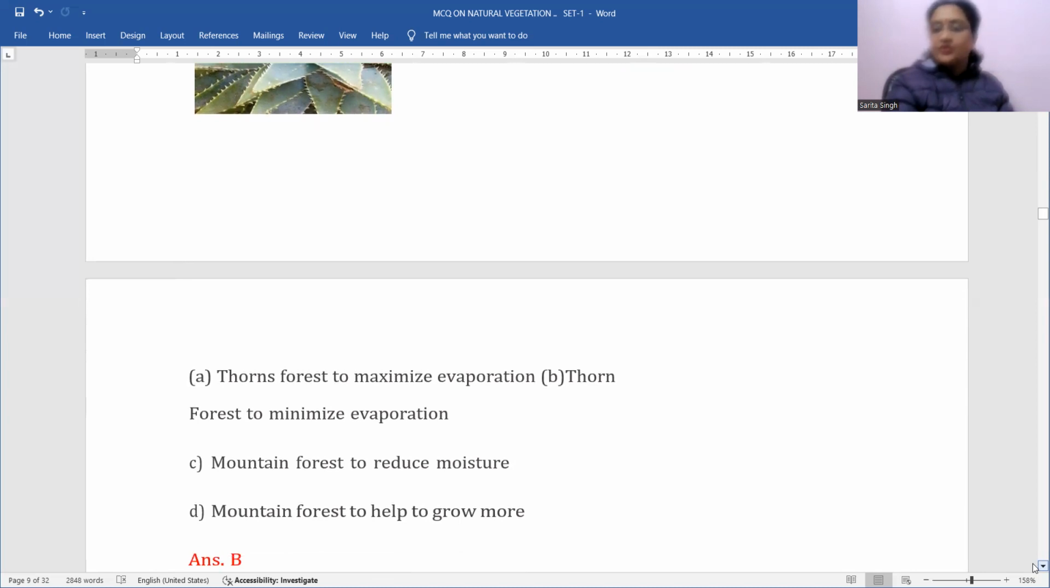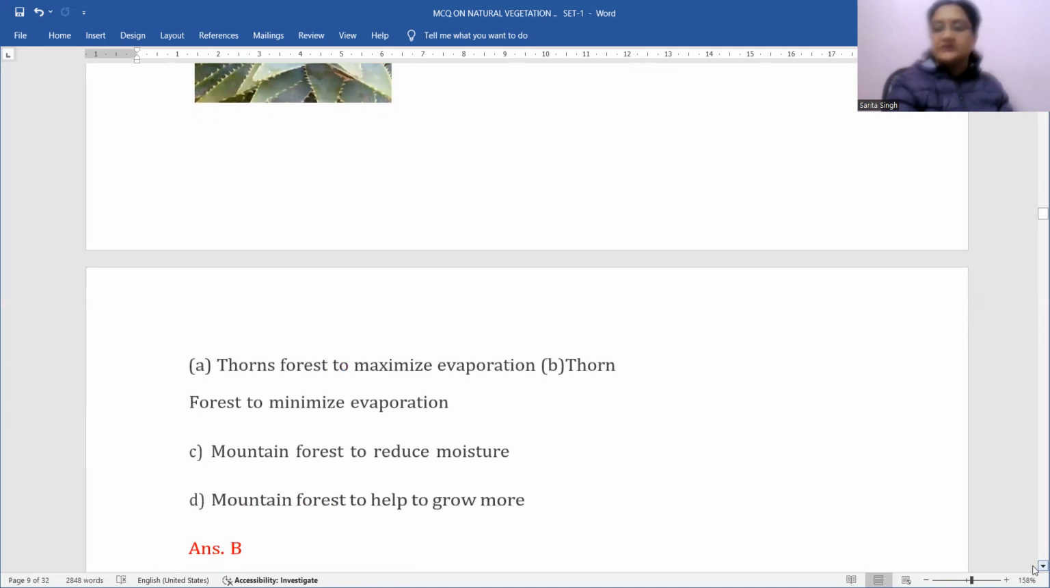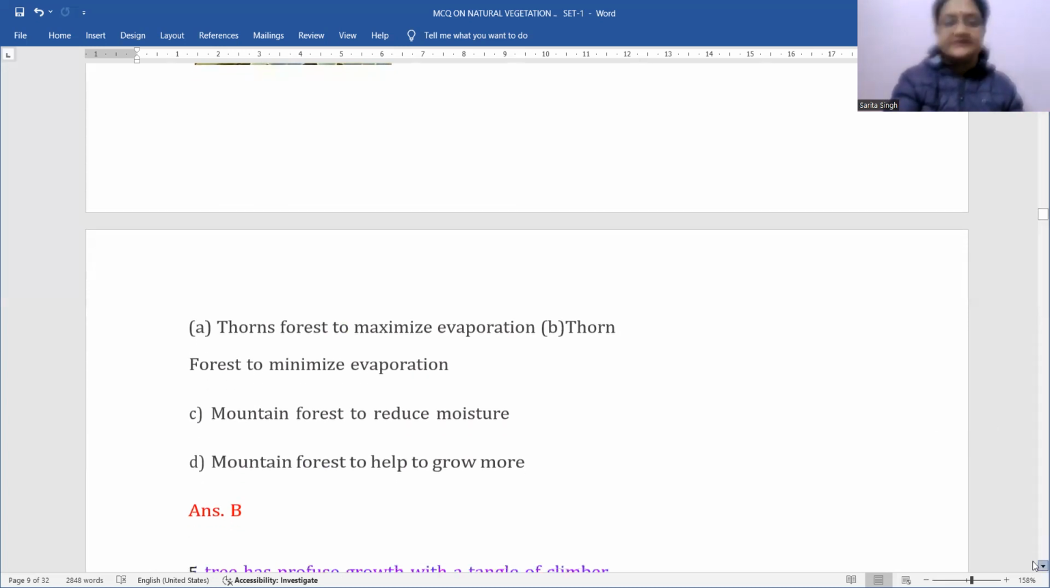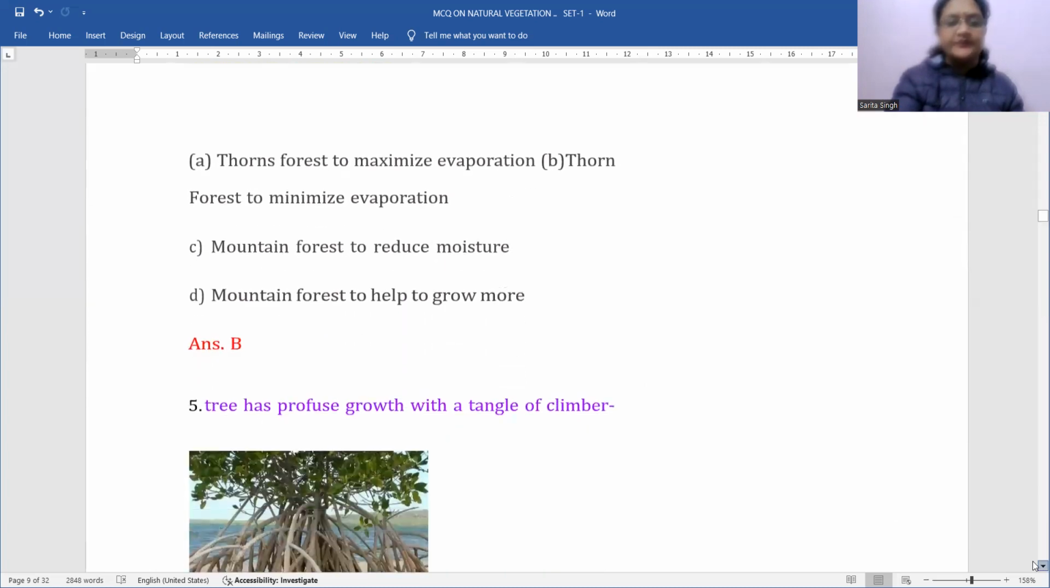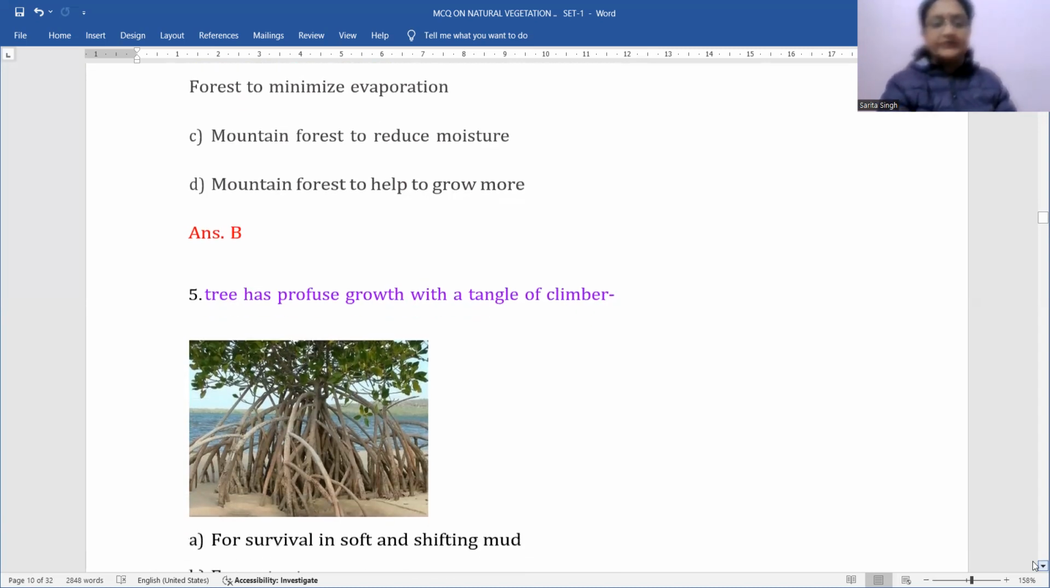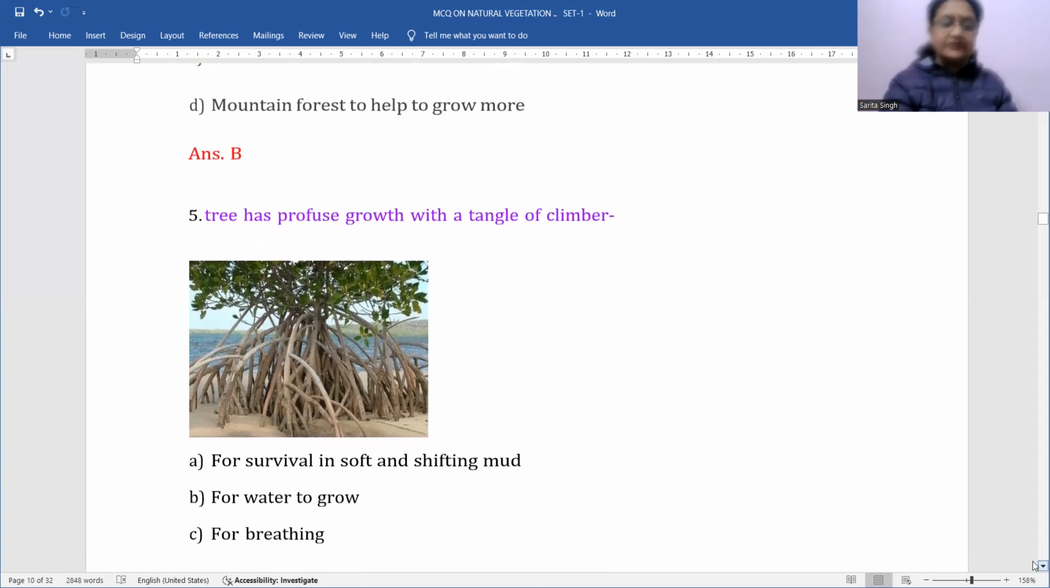अब इसमें कौन सा ऑप्शन सबसे अप्रोप्रिएट लग रहा है यहाँ पर? And it is actually thorn forest to minimize evaporation. Okay, thorn forest बोलते हैं या desert forest भी हम बोलते हैं कभी कभी. Tree has profuse growth with a tangle of climber. Yes. अब बताओ इसमें आप क्या आंसर दे सकते हो?